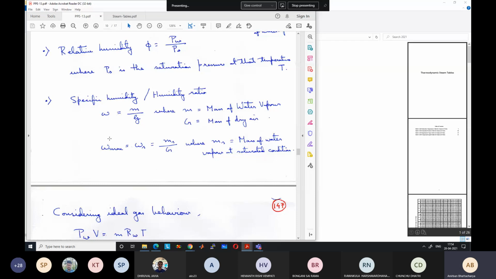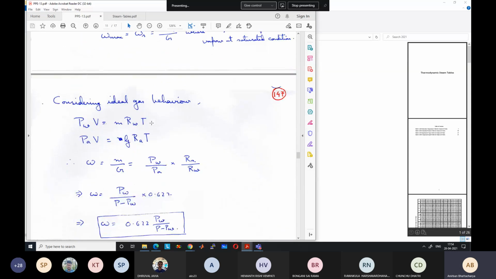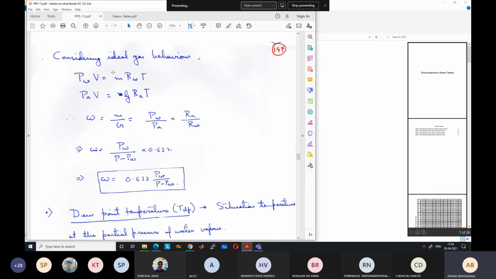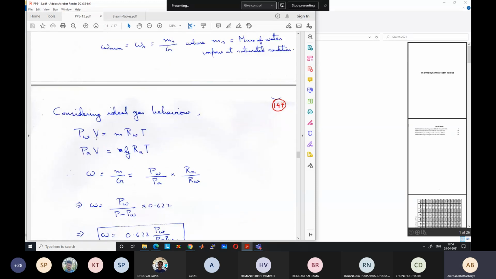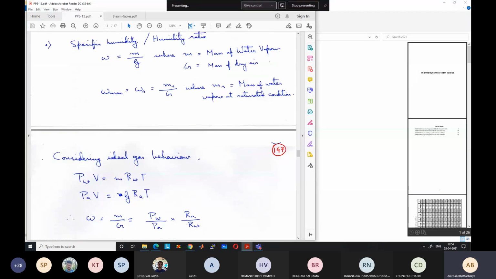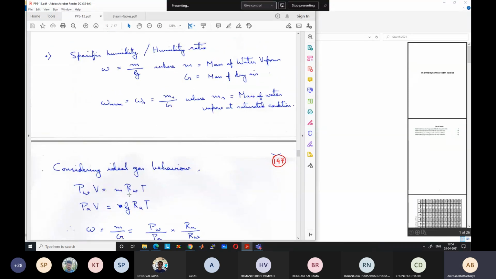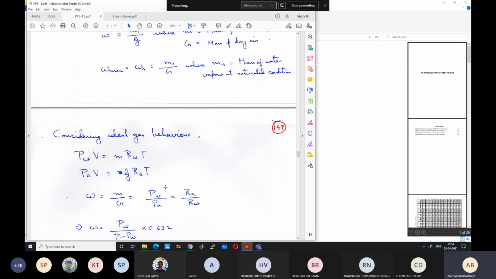Now, based on ideal gas behavior, you must have studied this equation, but let us revise. For water vapor we can write Pw, the partial pressure of water vapor, into volume V, the same volume, is equal to m, the mass of water vapor. We are using m for mass of water vapor instead of mw. So m into Rw, where Rw is the specific gas constant for water vapor, into T, where T is the temperature. Similarly for air, Pa into V, where Pa is the partial pressure of air and V is the volume, is equal to G, the mass of dry air, into Ra, the gas constant of dry air, into T, the temperature.